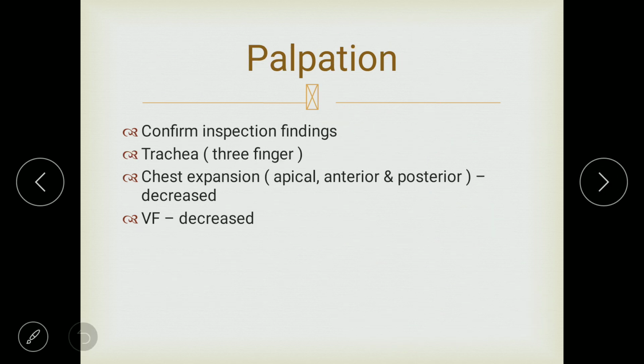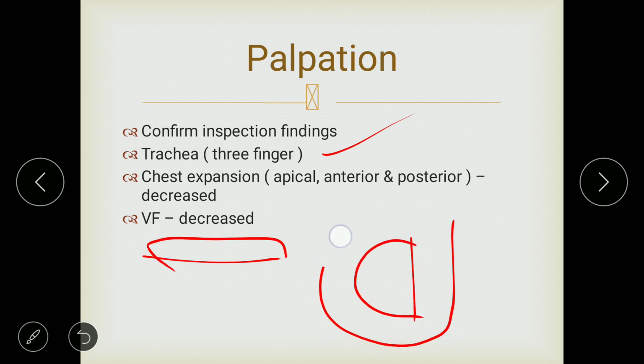Palpation: you have to confirm all the inspectory findings and look for the position of the trachea using the 3-finger technique, and look for chest expansion, apical, anterior, posterior, and decrease, and measure them with the inch tape also. Measurement has to be done at the level of the nipple in case of males and just below the breast in case of females.